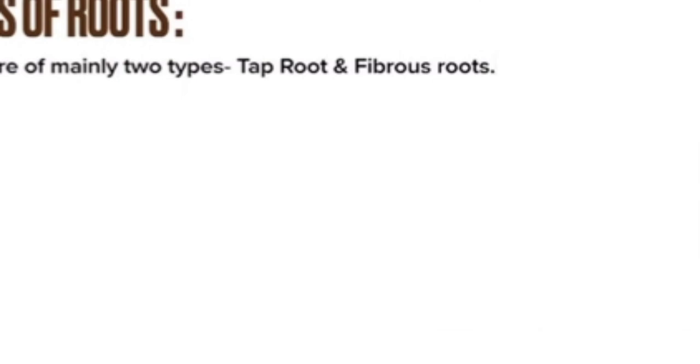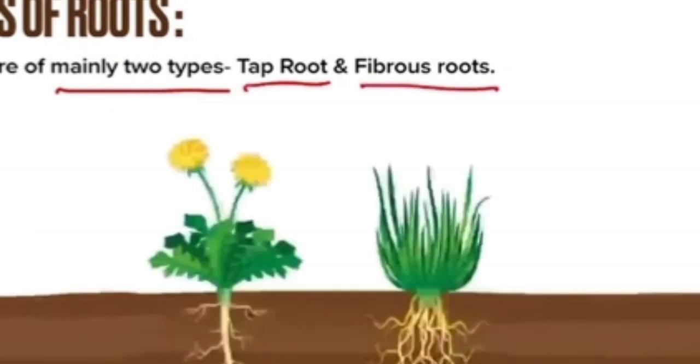Now let's see the different types of roots. The different types of roots are mainly two types. They are taproot and the fibrous root. Two types of root, that is taproot, and the second one is fibrous roots. Now the first one, the taproot, we are going to see.